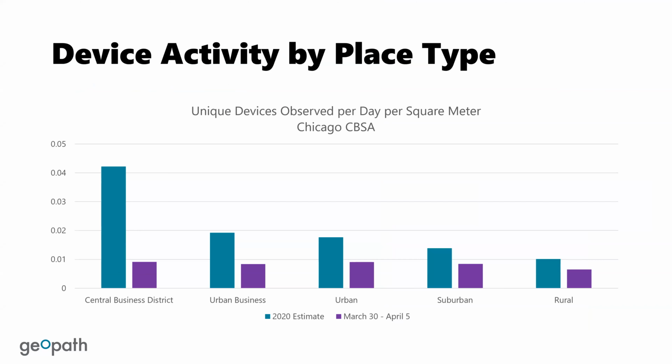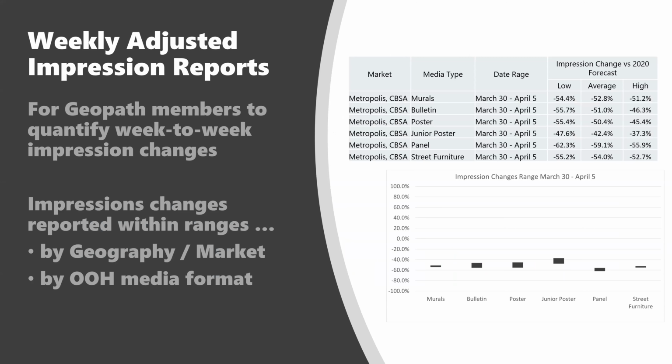So it really depends on where you are, where the inventory is located, and the type of trips that are traveling by those inventory as to how those traffic volumes are going to change. And that's what we have been working on, to get those adjustments by week to provide those impression changes. And again, those impression changes are not going to be reported by individual unit.